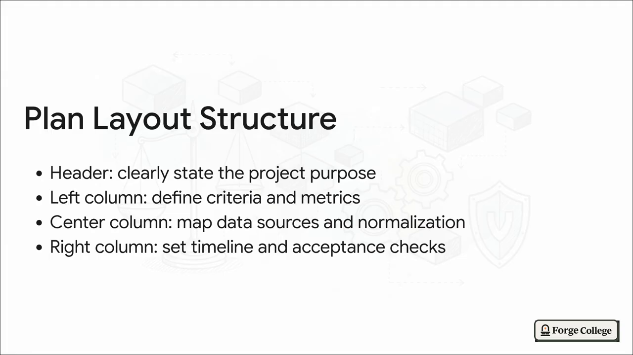You've got a clear header, a left column for criteria and metrics, a center column for data sources and normalization, and a right column for timelines and acceptance checks. This gives you an easily readable, at-a-glance blueprint for your entire capstone project.